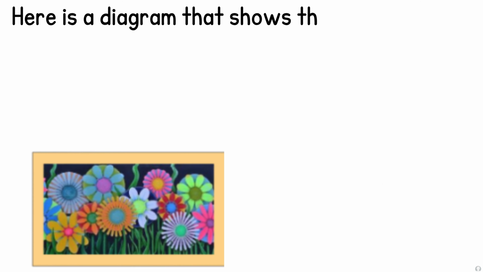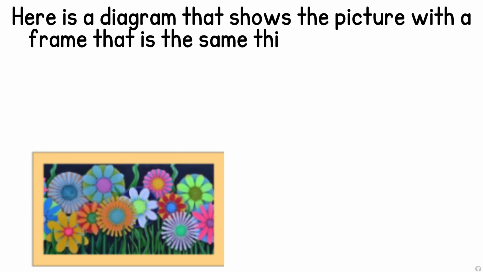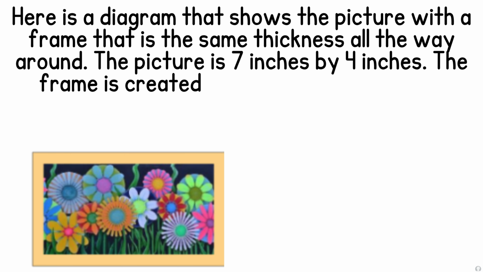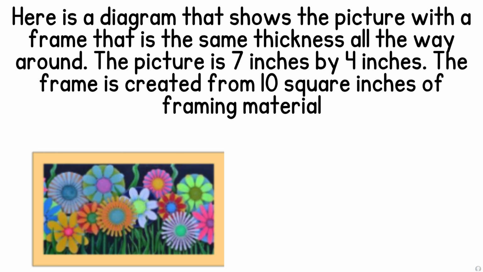Here's a diagram that shows a picture with a frame that is the same thickness all the way around. The picture is 7 inches by 4 inches, and the frame is created from 10 square inches of framing material. So we're going to analyze the situation and try to pick out the pieces that can help us write an equation. We know that the picture is 7 inches by 4 inches.